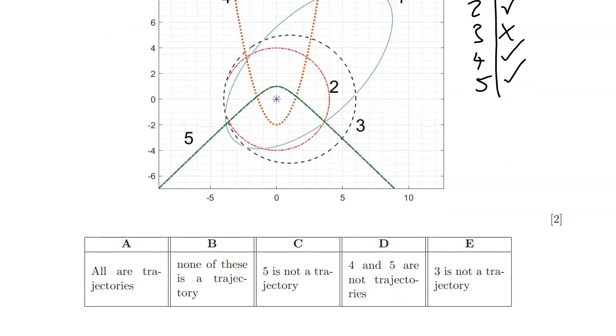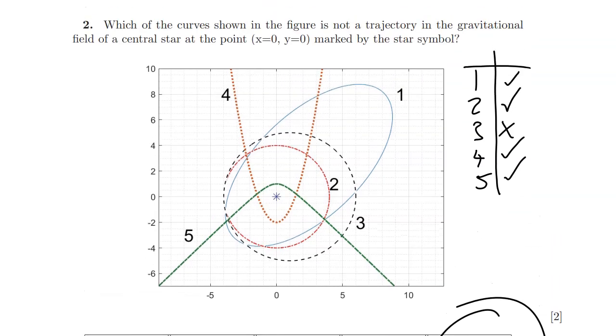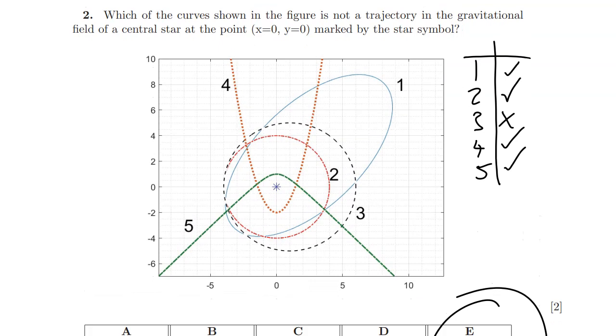So in this case, the answer is E. 3 is not a trajectory. One final thing to note on this question would be that although we've implicitly assumed that circular orbits are possible, because circular orbits are basically a special case of an ellipse, it's theoretically possible for an orbit to be circular, but in reality, because of other astronomical bodies that will perturb the orbit somewhat, you're unlikely to ever have a perfectly circular orbit.